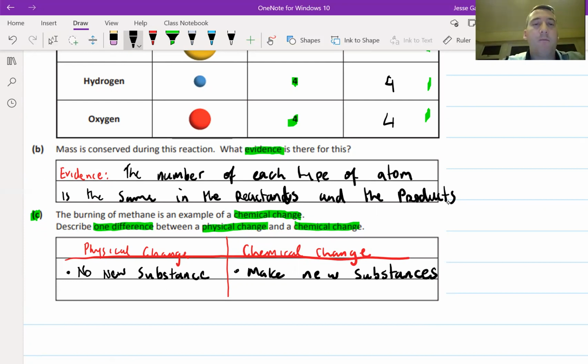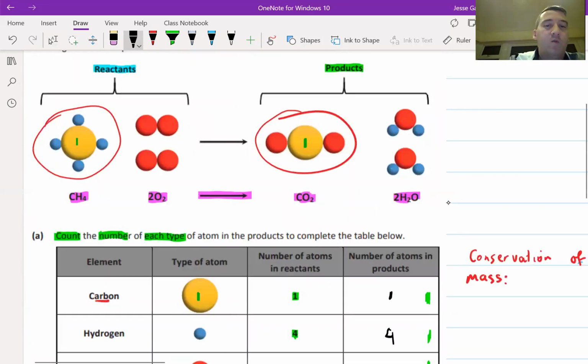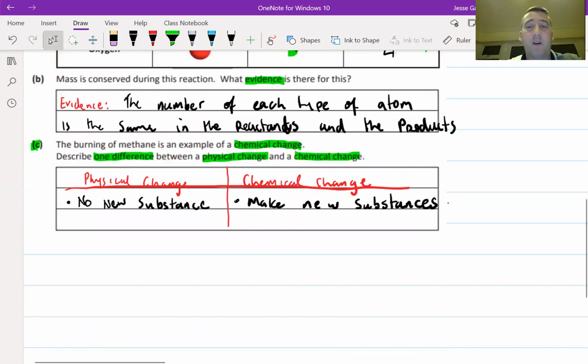For example, up here, methane is one type of substance. Carbon dioxide is a different substance. It's got one of the same atoms in there. It's got the carbon atom, okay, but it's got different atoms joined to it. This one has 4 hydrogens, whereas the carbon here has 2 oxygens joined. Different substances, okay, so this is why this is a chemical change.